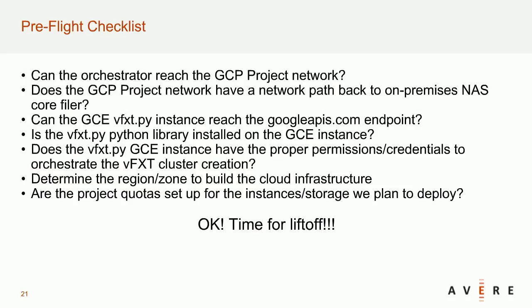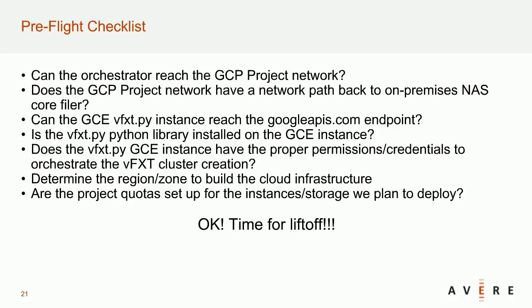Now, let's talk about our pre-flight checklist. What needs to be in place before we can actually kick things off here? Can the orchestrator reach the GCP project network? I'm going to share my screen in a little bit, but I basically have a Google Cloud project. I have an instance there that has a public IP address on it. All I have to be able to do is SSH in there and access that, and that satisfies the first requirement. Then the next piece is, does the GCP project network have a network path back to the on-premises NAS? In this particular case, we were working with a VPN link, so there's routed network set up, and the NFS server that sits, quote-unquote, on-premises is accessible from my cloud environment.